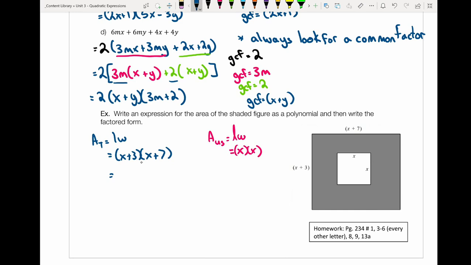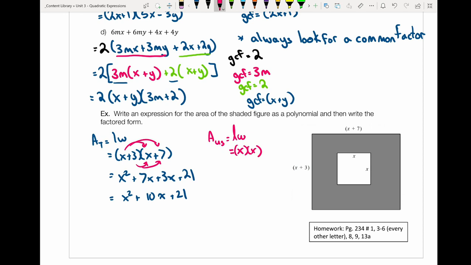So the total area, if we expand this, so going back to the last lesson, we get x squared plus 7x plus 3x plus 21. Combine our like terms, we get x squared plus 10x plus 21. And that's our full area.